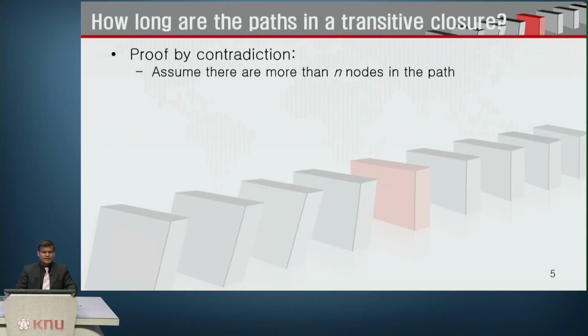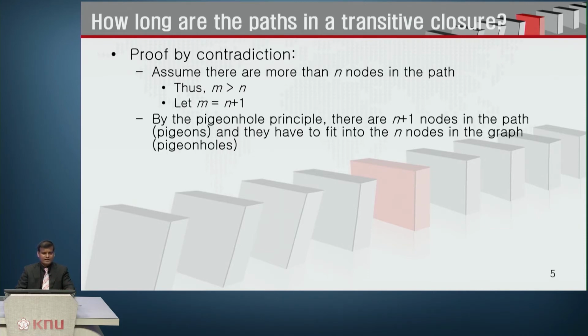Okay, let's see a proof by contradiction. Assume that there are n nodes in this path, and m is greater than n, m equals n plus 1, since m is greater than n. So by the pigeonhole principle, what is the pigeonhole principle? According to the pigeonhole principle, if you have many holes where the pigeons can stay, and a pigeon leaves a hole and comes back to a hole.